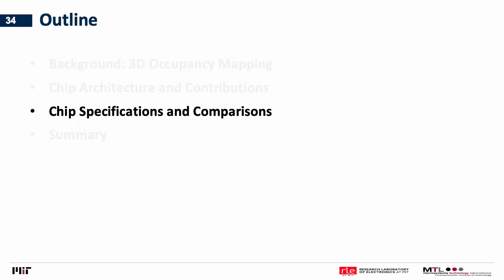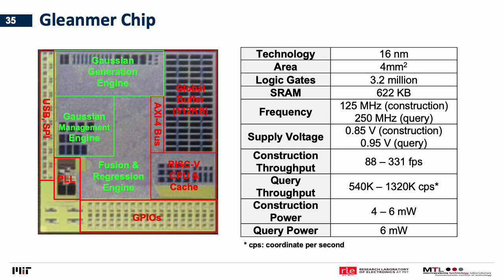Next, we talk about the chip specifications and comparisons. Here's the chip specification for Gleanmer. Gleanmer is fabricated in 16nm CMOS. It's a 2x2 die with 622 kilobytes of on-chip SRAM. It can run map construction at 88 to 331 FPS, and can run map query at 540K to 1.3 million coordinates per second. The power for running these tasks is all under 6 milliwatts.